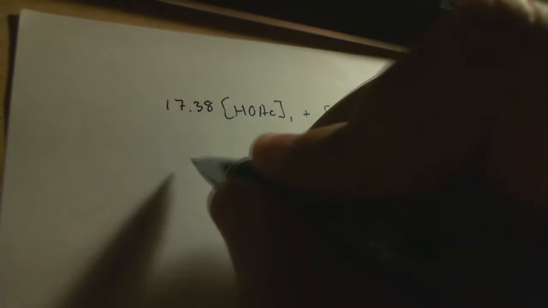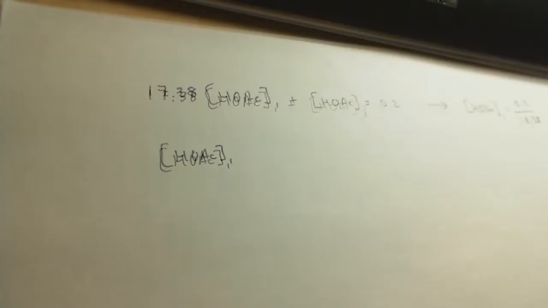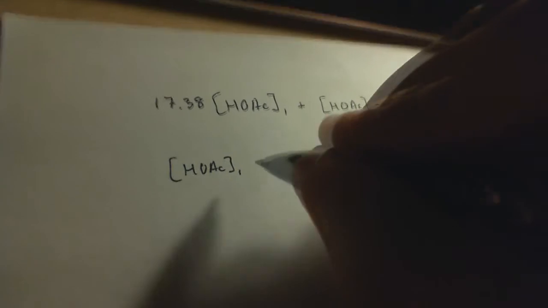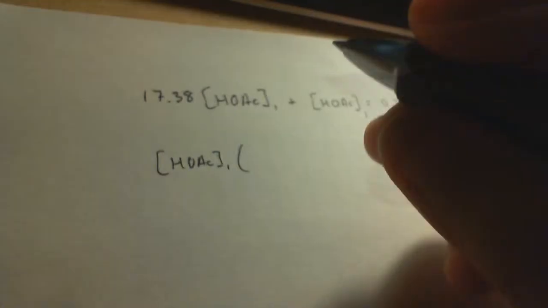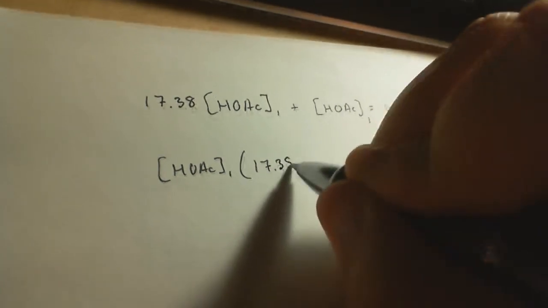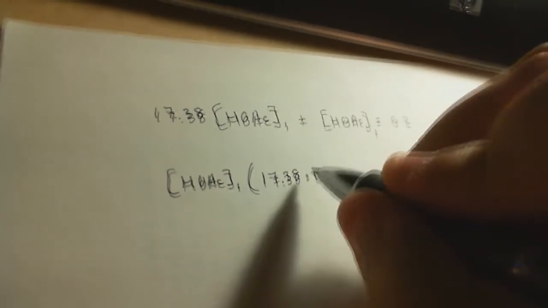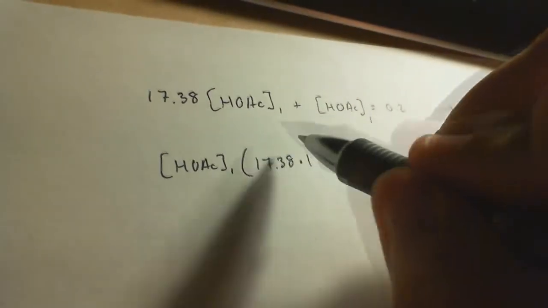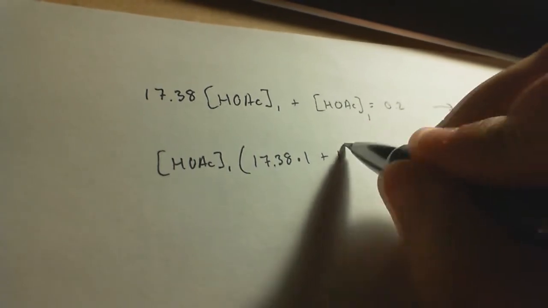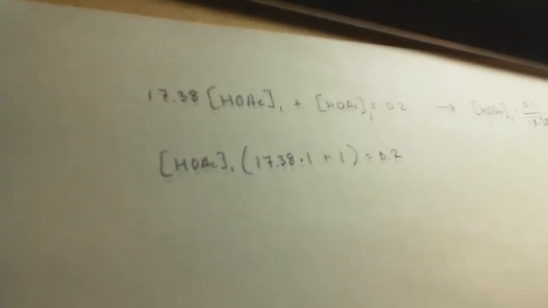So if I take out this HOAc, and again, if you're confused about seeing this considered as one variable, just make all these x, and hopefully it might be a little more familiar to you. In any case, if I take out that entire factor of HOAc, that concentration of acetic acid, what am I left with? Well, 17.38 times 1, because that's that 1, was the result of this. And remember, if you multiply this to this, it'll give you that. Plus 1, close parentheses, equals 0.2.